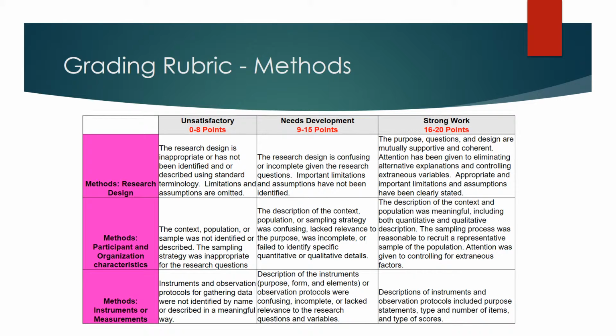The next section, instruments or measurements. So I'm looking for a description of the instruments and observation protocols, including the purpose statements, type and number of items, and types of scores. So for instruments and measurements, this is talking about if you're utilizing survey research, what instrument did you use? Did you use an established measure? Are you having to develop your own survey questions and pilot testing those? I'm looking for a description here.